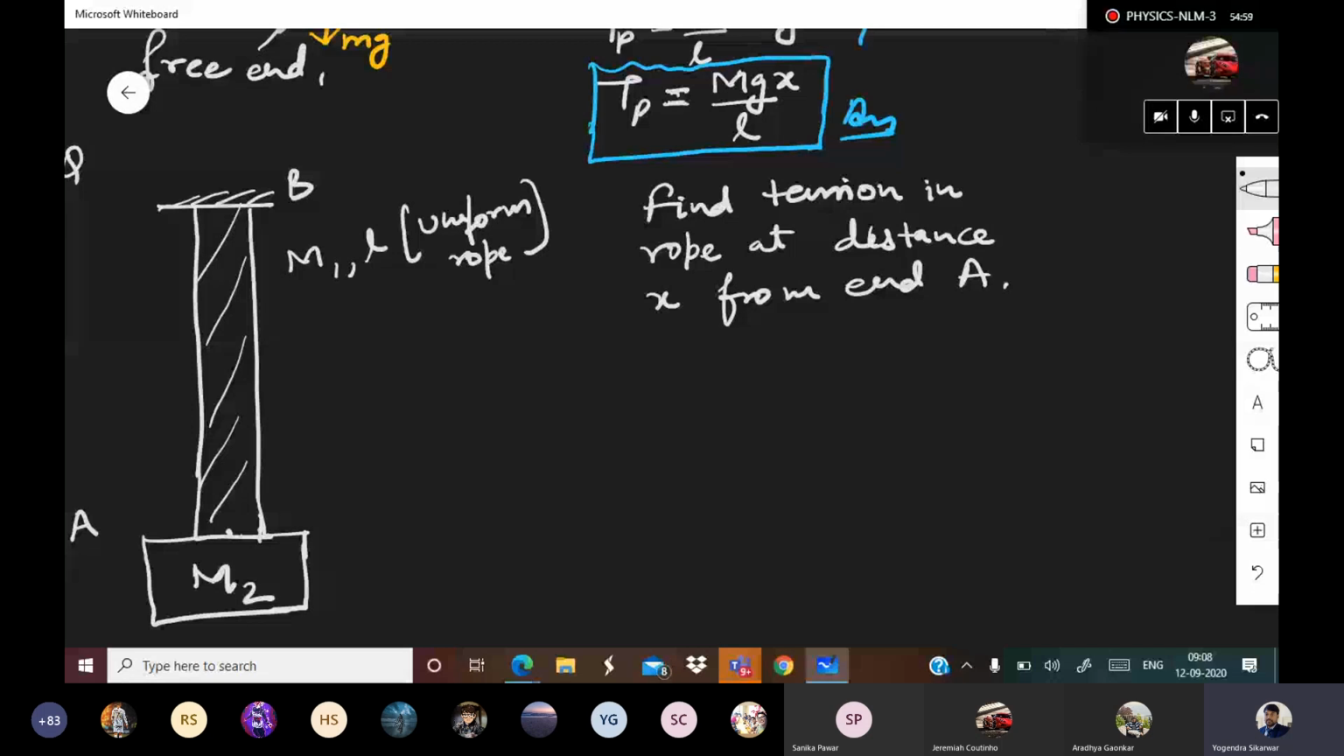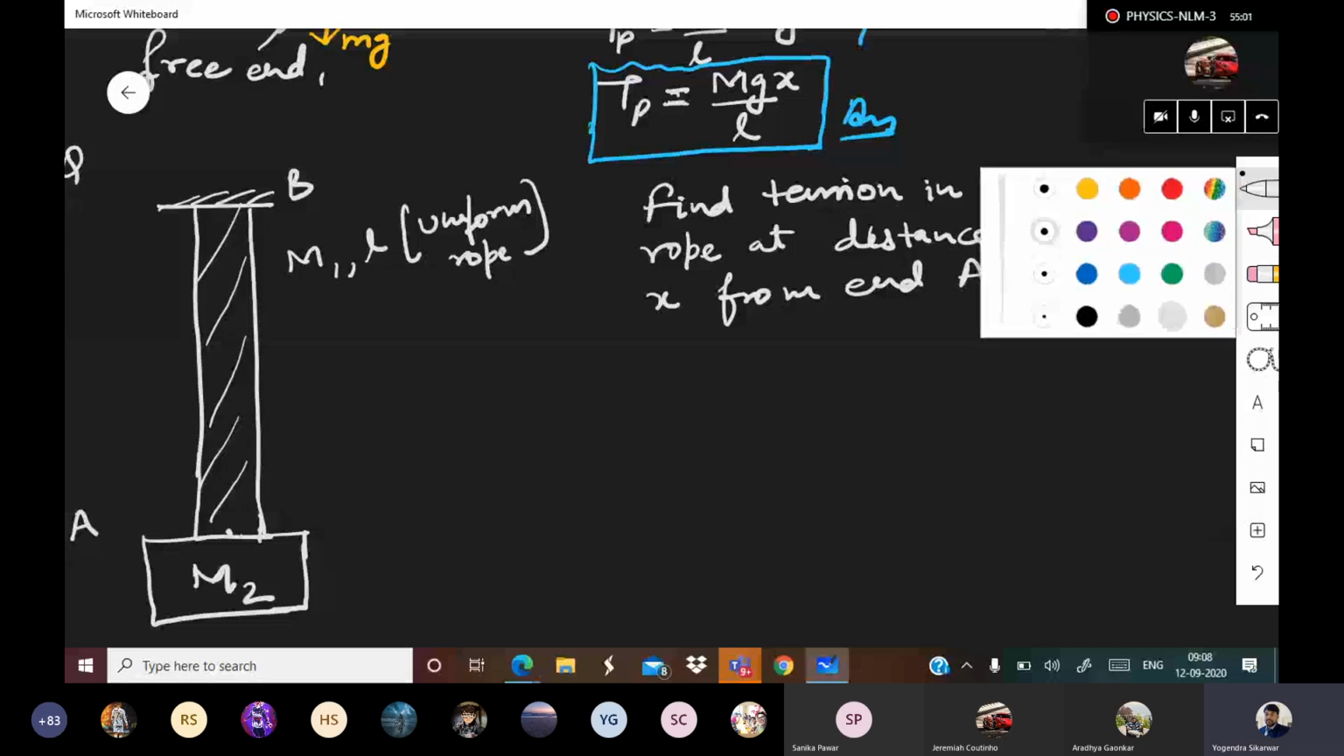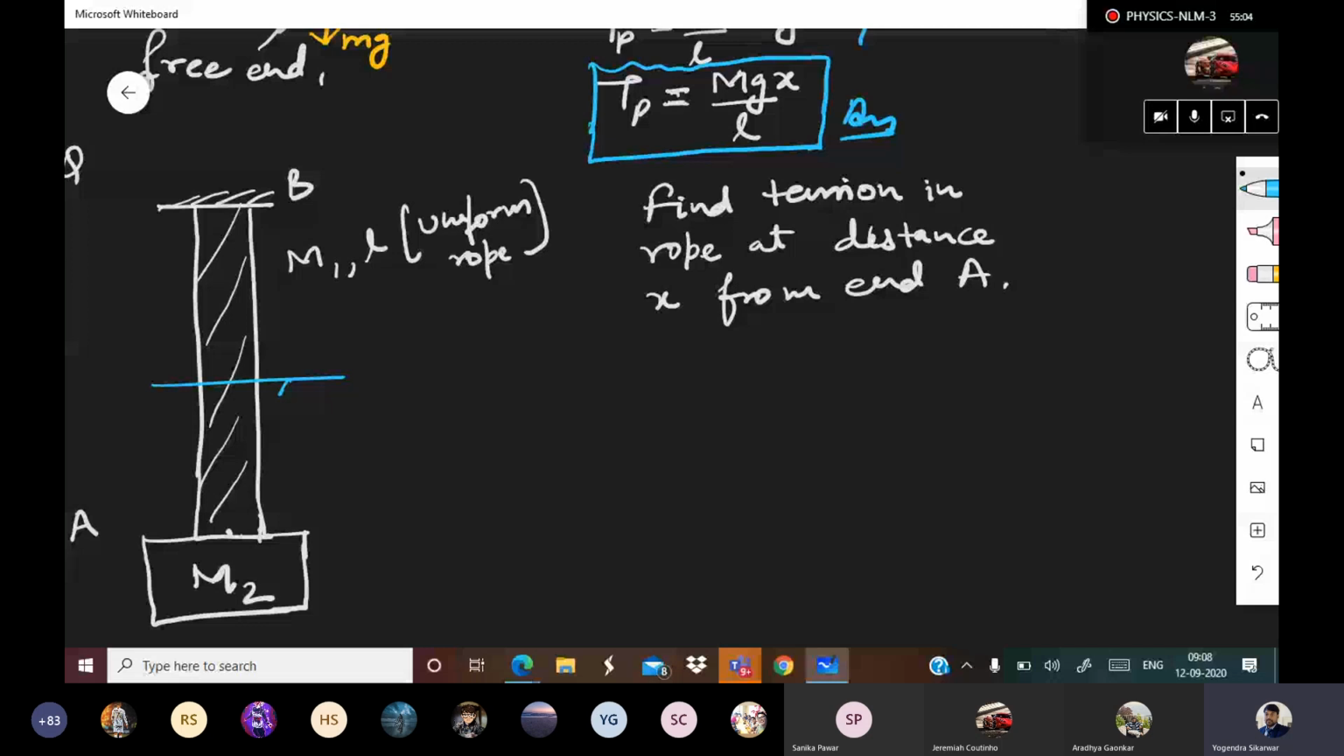Okay, everyone, please pay attention. In this question, suppose when you are going from distance x from here, you are reaching at point P, and if you cut it from here, so tension here will be Tp, and that tension will be due to these two. Okay, so Tp minus, let's say small m is mass of this part.